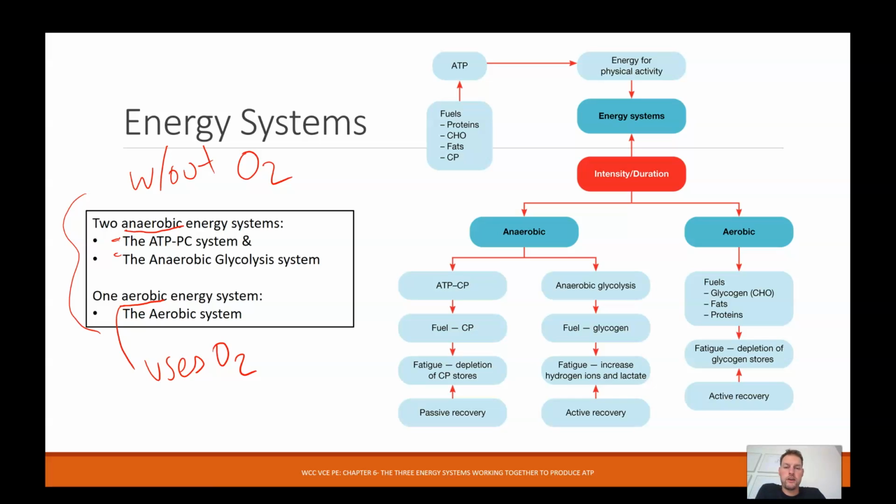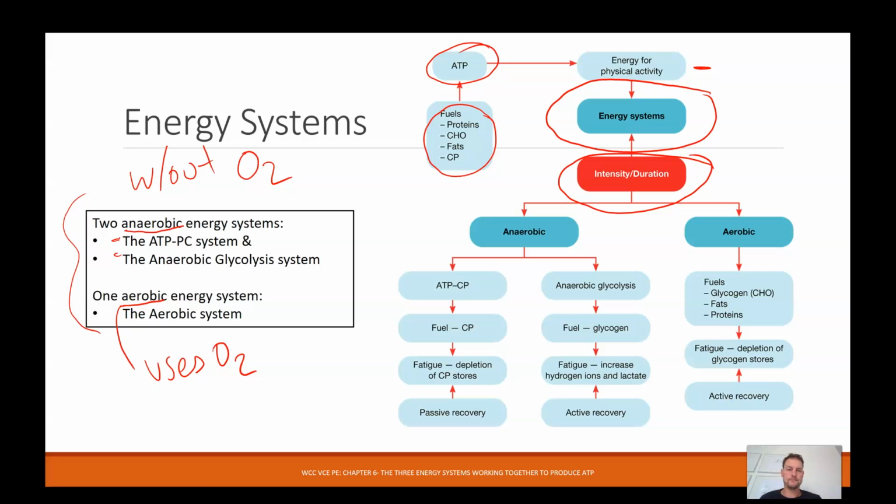If we look through this flow diagram here, we can see at the top we need energy for physical activity, and we've already discussed how we can get that from ATP, and also how our fuels can help to resynthesize the ATP. So now, the second part of the solution is how we can use those fuels to resynthesize our ATP. We're going to use our energy systems for this, and which energy system we use will depend on our intensity and our duration.